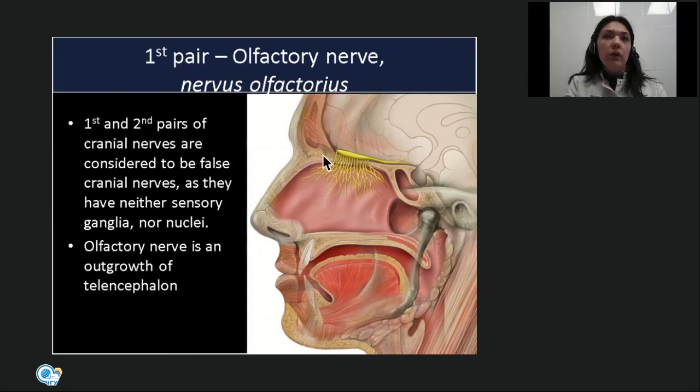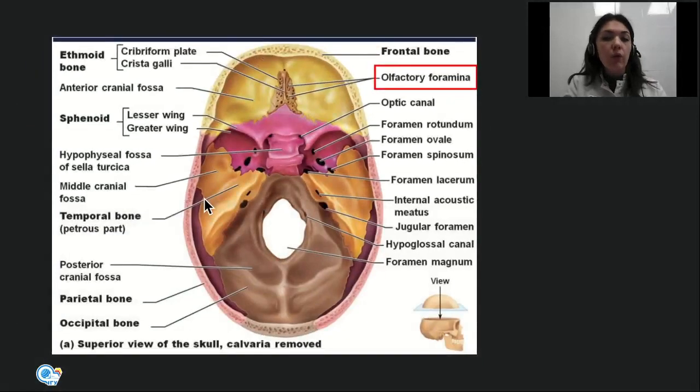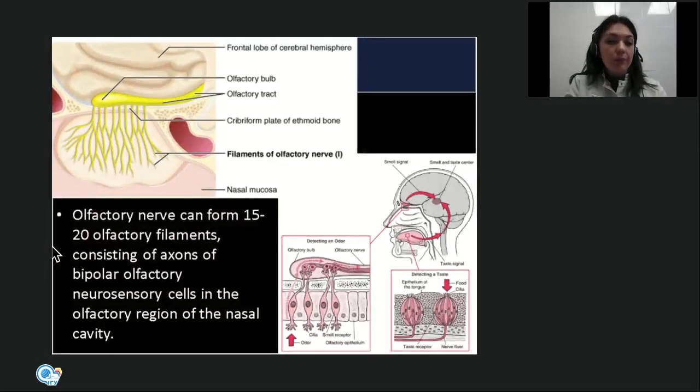We know that olfactory nerve doesn't form a single trunk. It consists of 15 to 20 small, thin fibers, which pass through openings in the cribriform plate of an ethmoid bone, yes, olfactory foramina in the cribriform plate of an ethmoid bone. We studied it in craniology. It is a communication between anterior cranial fossa and nasal cavity.